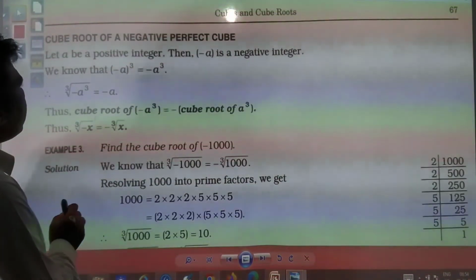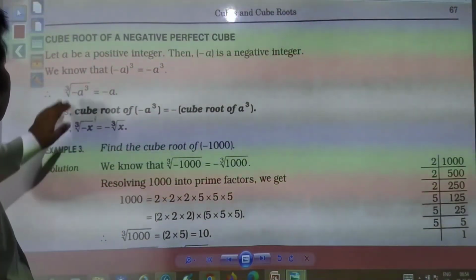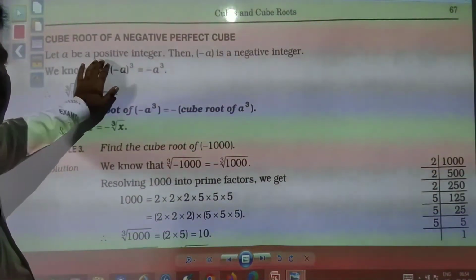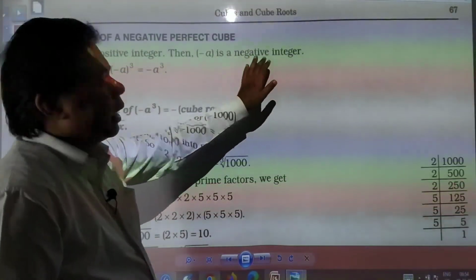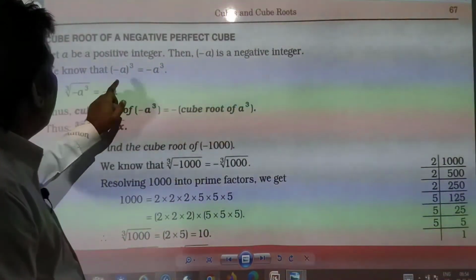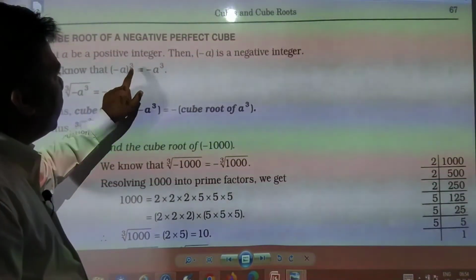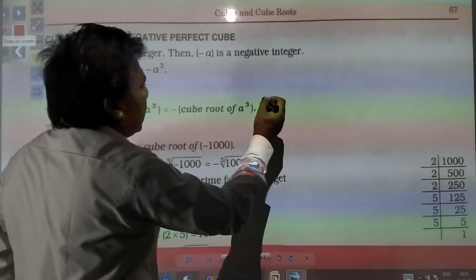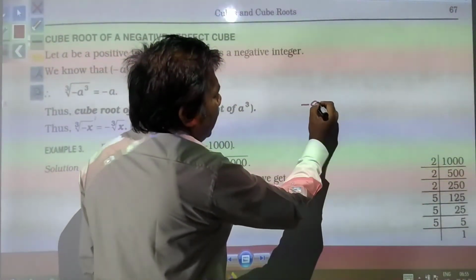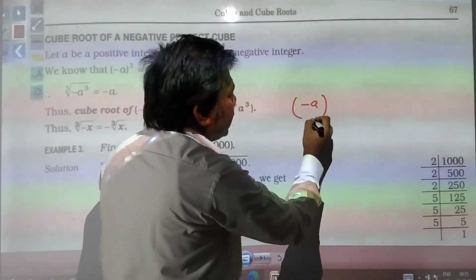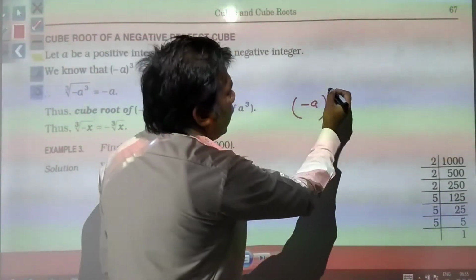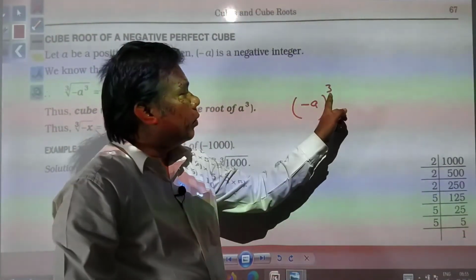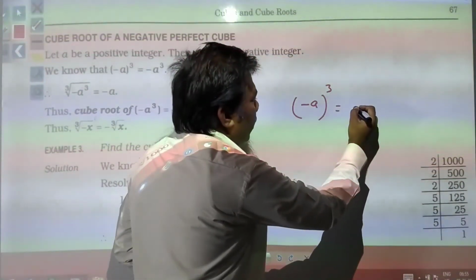Next you see, cube root of a negative perfect cube. Let a be a positive integer, then minus a is a negative integer. We know that minus a whole cube will be equal to minus a cube, because if any number you have in negative and the power is odd, power is odd means it may be 3, 5, 7, 9, 11, 13, then the product you will get will be negative.